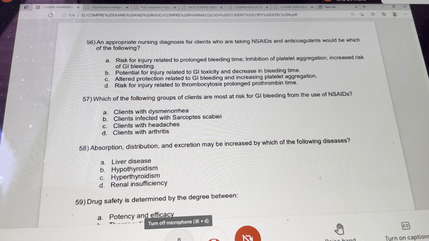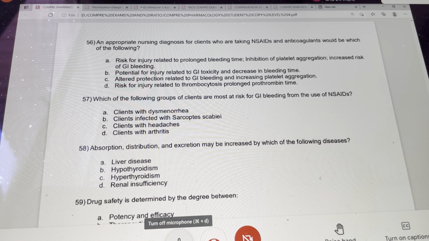I said I'm using NSAIDs. Not for arthritis, just migraine. But the NSAID is, I could say, the best medicine for me. No doubt about it, Jessie.